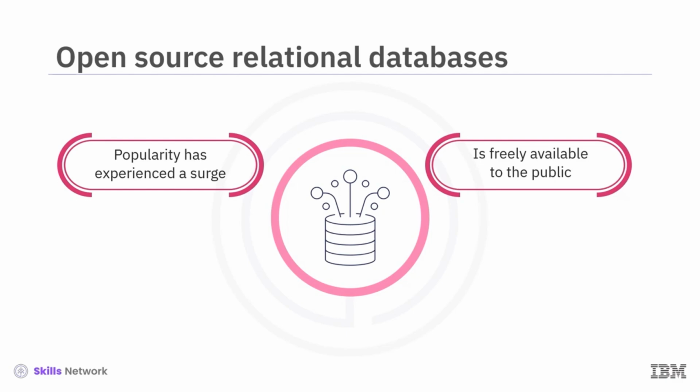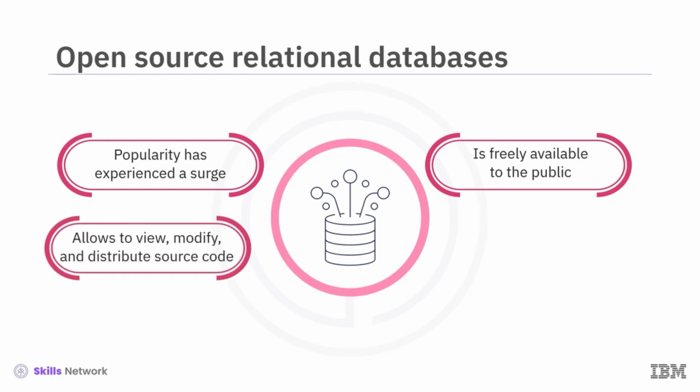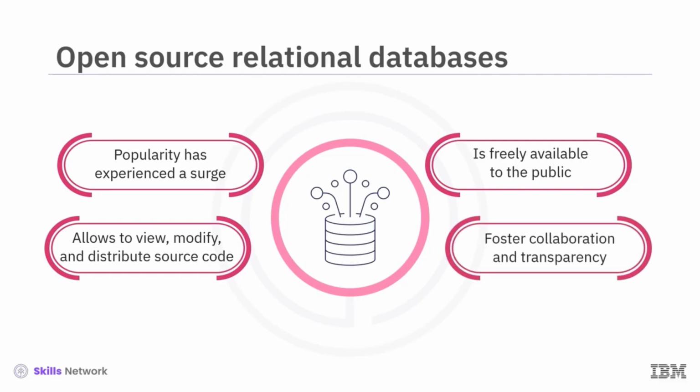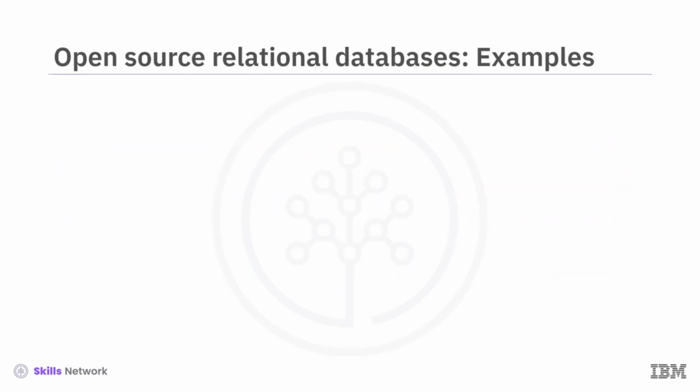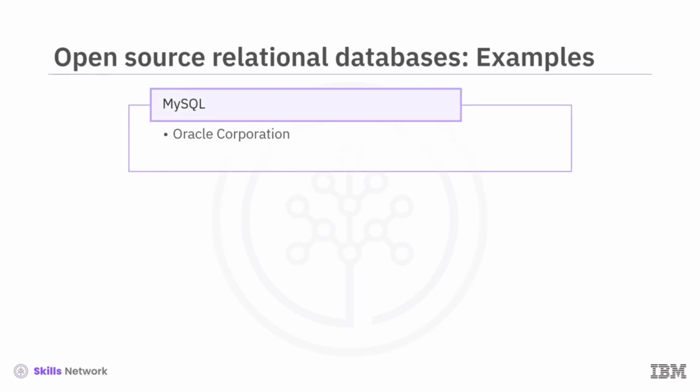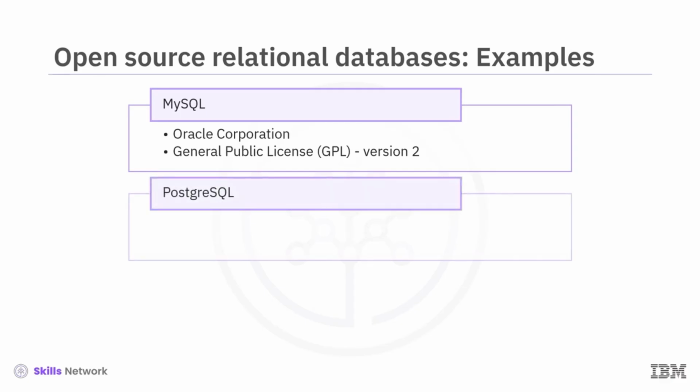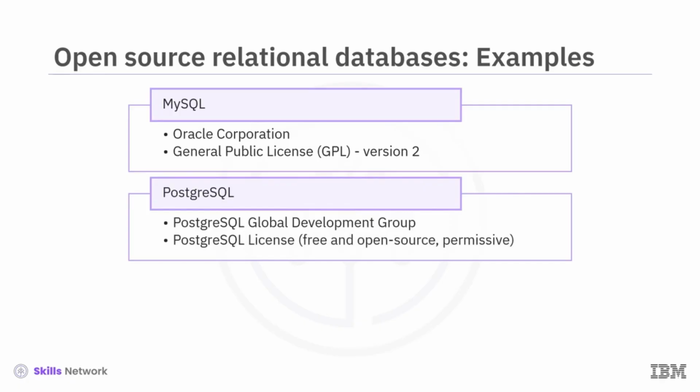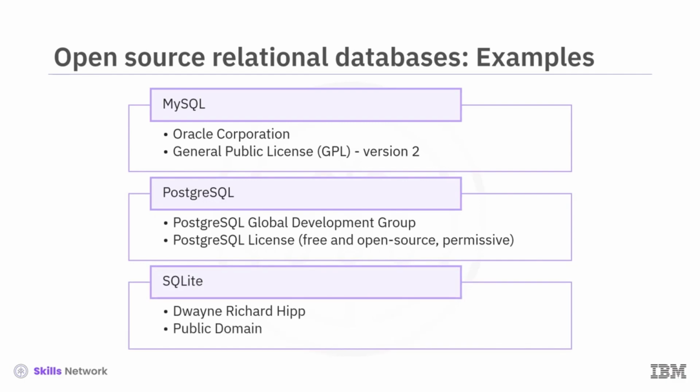The fundamental principles of open-source licensing include allowing users to view, modify, and distribute the source code. These principles foster collaboration and transparency within the software development community. Examples of popular open-source databases include MySQL, which Oracle produces and offers under the General Public License version 2. PostgreSQL is produced by the PostgreSQL Global Development Group and offered under the free, open-source, permissive PostgreSQL license. SQLite was created by Dwayne Richard Hipp and provided under a public domain license. Let us now discuss the popularity of commercial and open-source licensing.